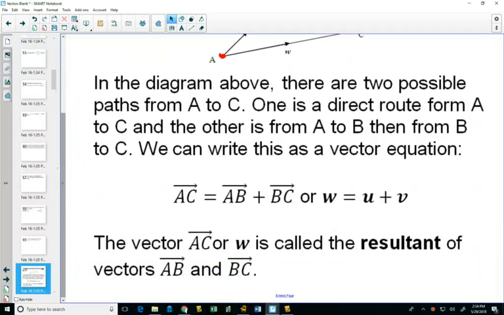Now, if I take out our highlighter, we call the vector AC, or the vector W, the resultant, or the answer of what you get when you added AB and BC together.